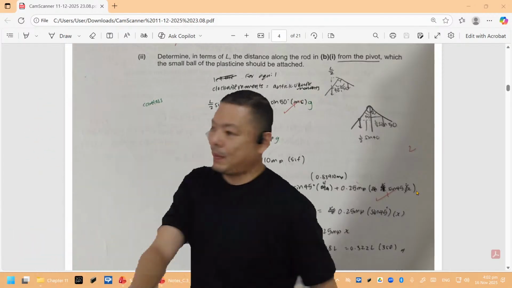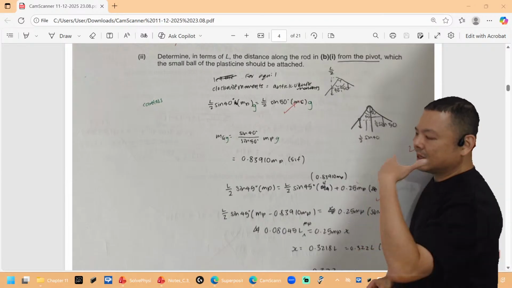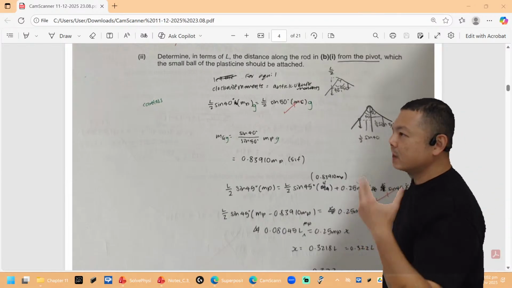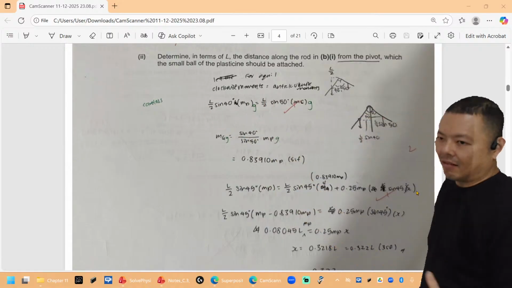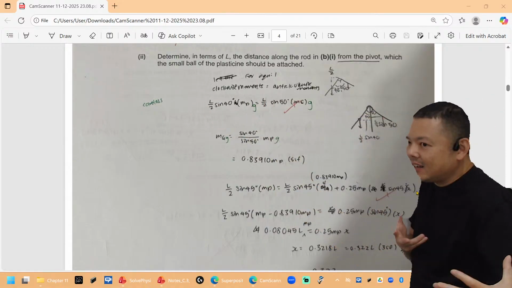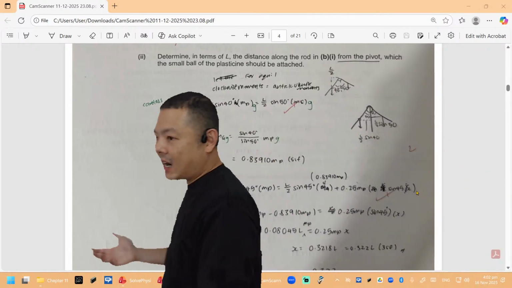So it really depends on whether or not they decide to give you the benefit of the doubt. But moments is moments. Moments is force times distance. You cannot take mass times distance. So factually, technically, they have every right to take away the 1 mark. So if you ask me, should I write G?